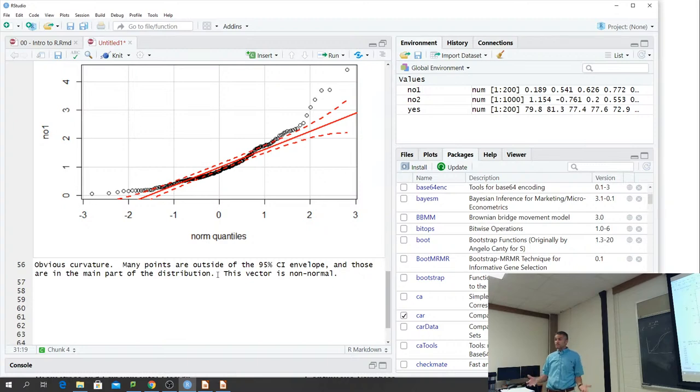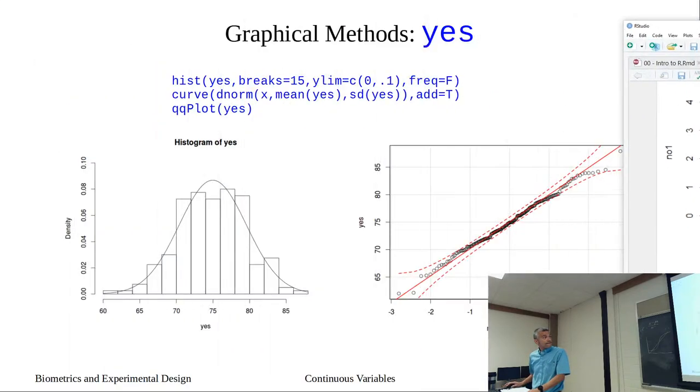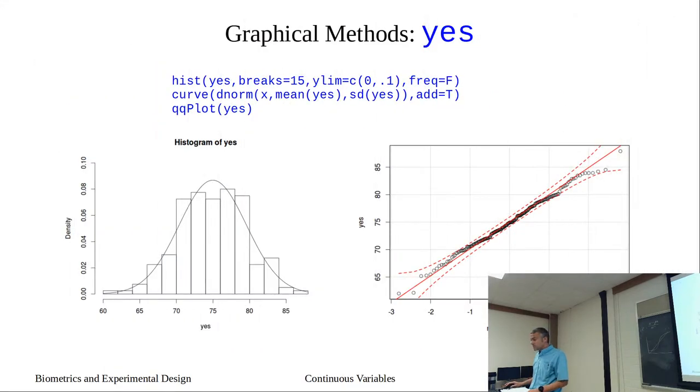So we looked at number one. Go ahead and make these same things for vector number two, or node two, I should say, and add in your interpretation.